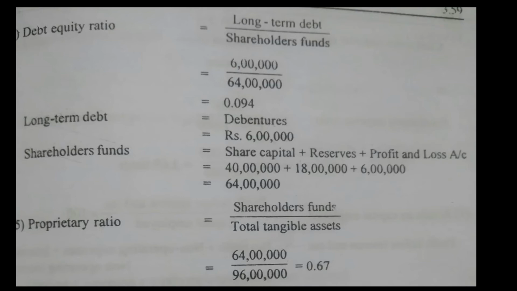Now, for proprietary ratio, shareholders' fund by total tangible asset. I know my shareholders' fund is 64 lakh. My total tangible asset is 96 lakh. So total shareholders' fund divided by total tangible asset is 0.67. So that will be my answer. The next slide now.